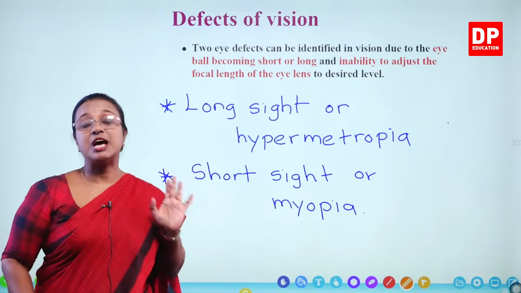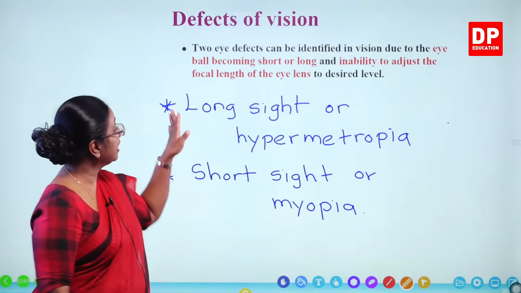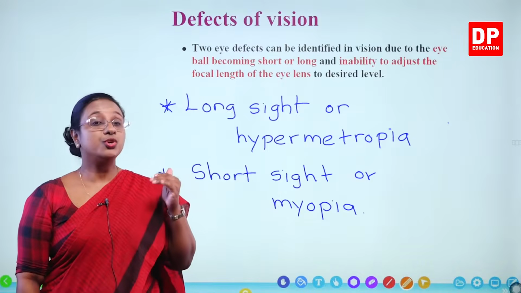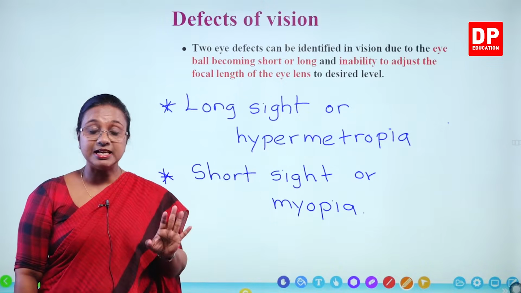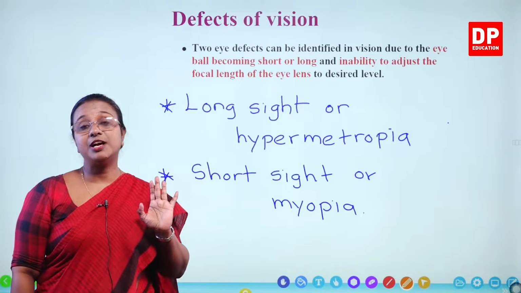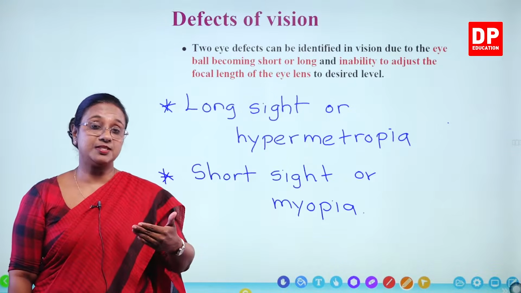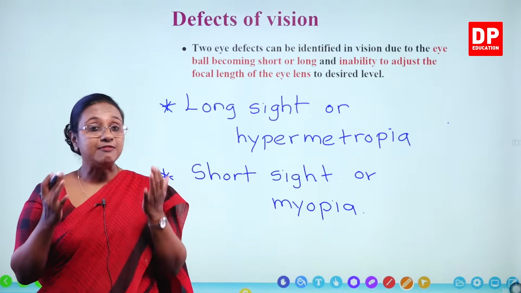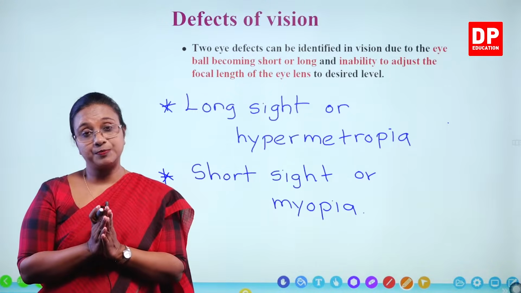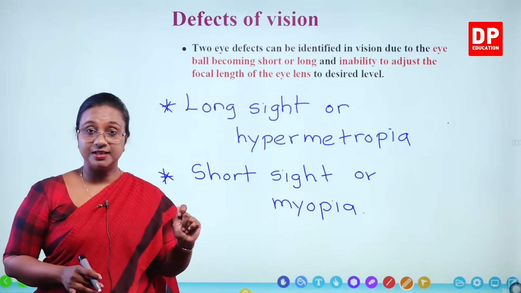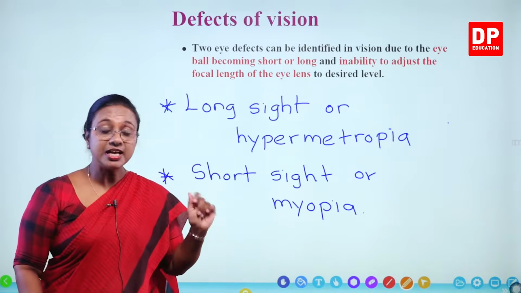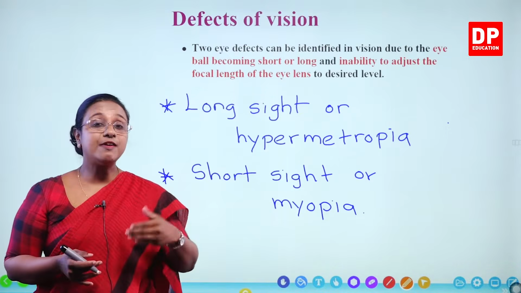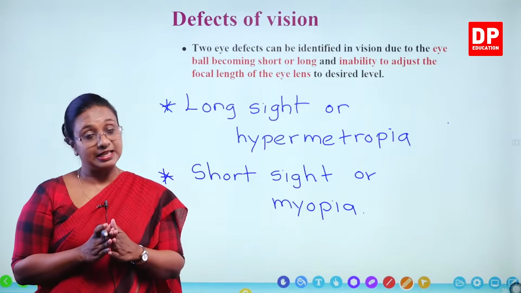From the term, you should understand what the problem is. When we say long sight, we can see objects that are at a long distance. So, you can observe far away objects clearly, but it's difficult to observe the close by objects. So, there are people who can see things that are far away, but they find it difficult to read the book. That is long sight. When we look at short sight, you can see objects that are close to you clearly, but the far away objects will not be clear.